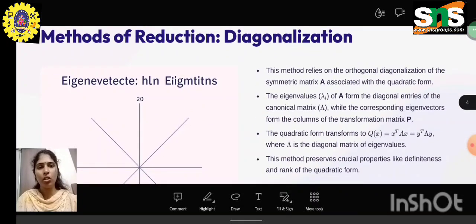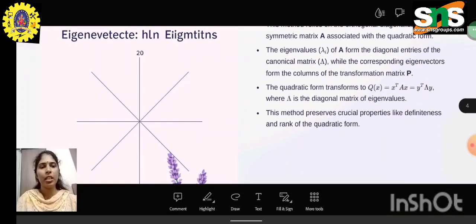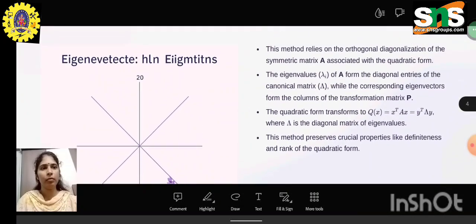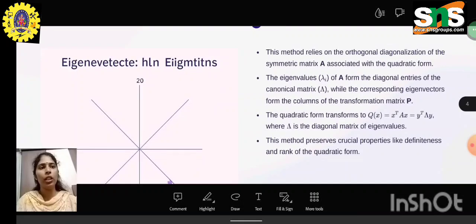Next is method of reduction. The process is called diagonalization. This method relies on the orthogonal diagonalization of a symmetric matrix A associated with the quadratic form. So the eigenvalues lambda i. Here if we take a 2 by 2 matrix, we will have lambda 1 and lambda 2. If we take a 3 by 3 matrix, we will have lambda 1, lambda 2 and lambda 3, of a matrix A form the diagonal entries of the canonical matrix, where the corresponding eigenvectors form the columns of the transformation matrix P.